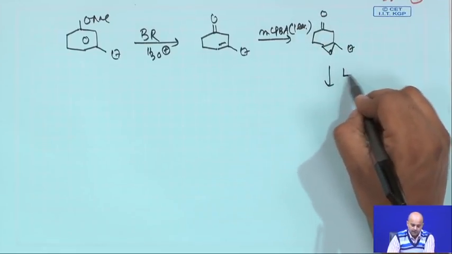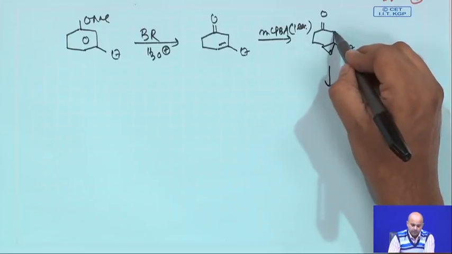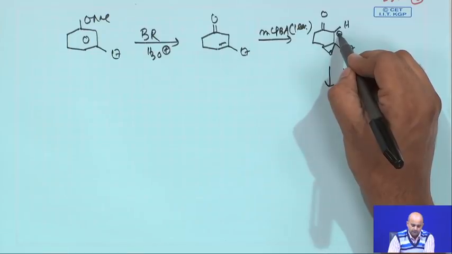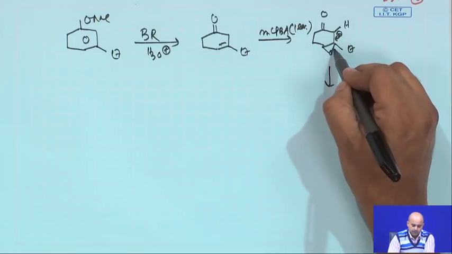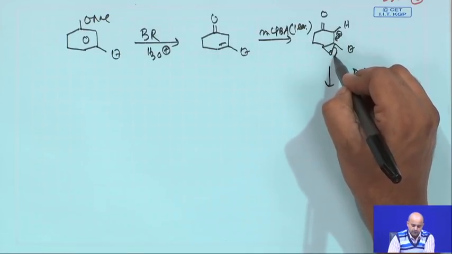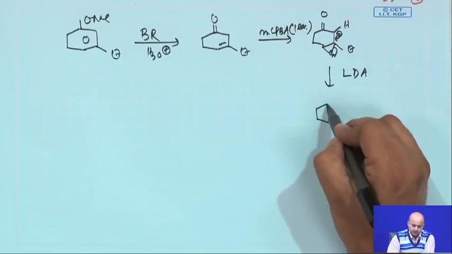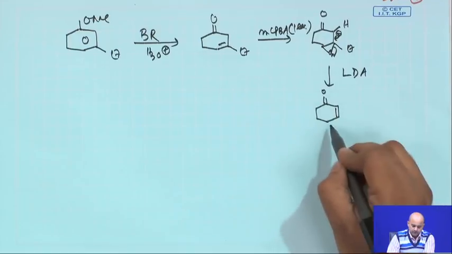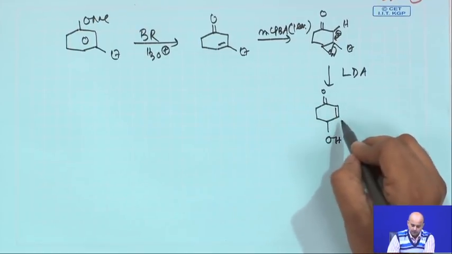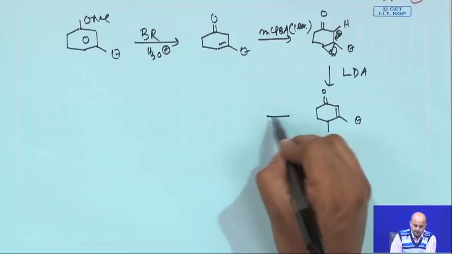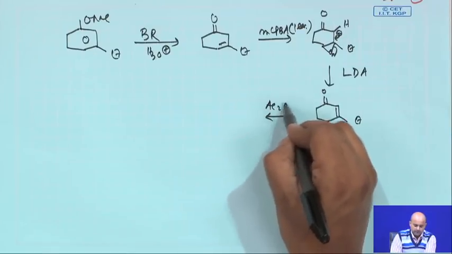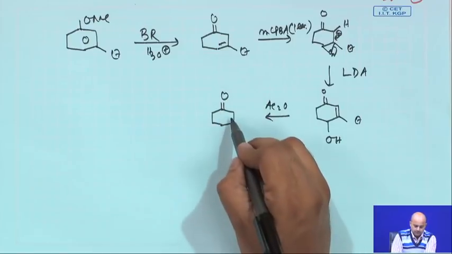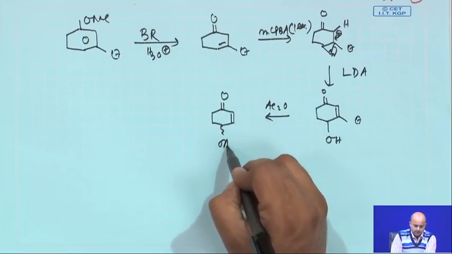Now, you use LDA, it will pick up this hydrogen and make a negative charge here, and then this carbanion will attack the electrophilic epoxide to quench the anion, and it will convert this to an alcohol, and then it can be converted with acetic anhydride to the OAc.